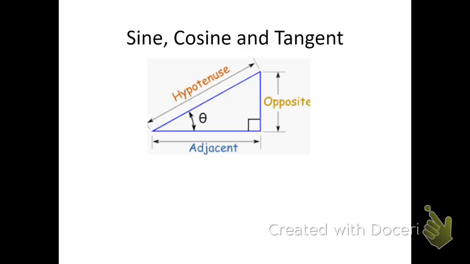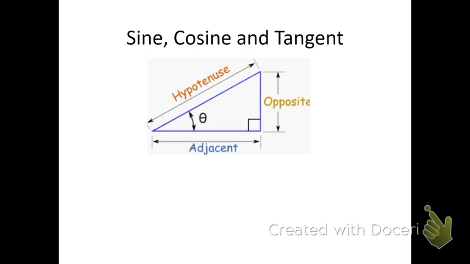So sine, cosine, and tangent are three trig functions. Trigonometry refers to the study of triangles and their angles and their side lengths. And we'll learn about what sine, cosine, and tangent do. But first we're going to focus on tangent. And before we even get there, I just want to go over a couple basics.